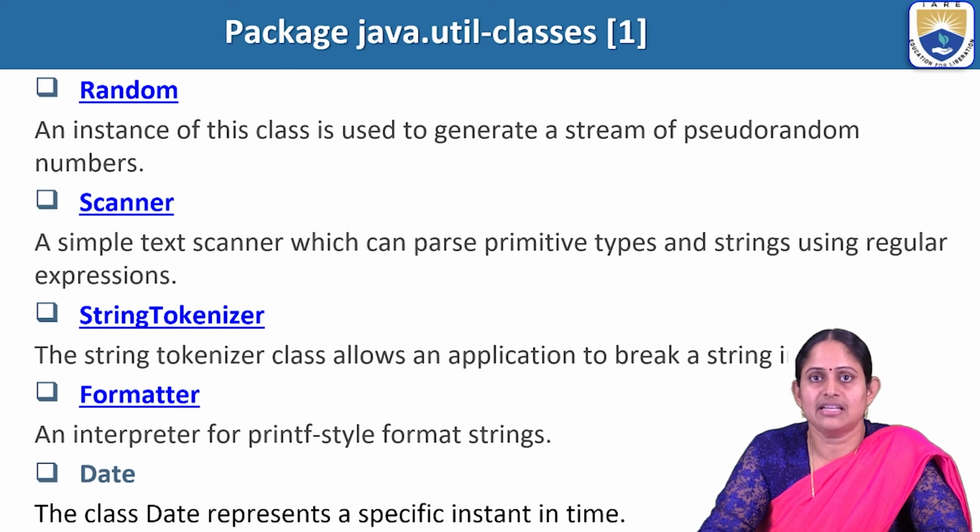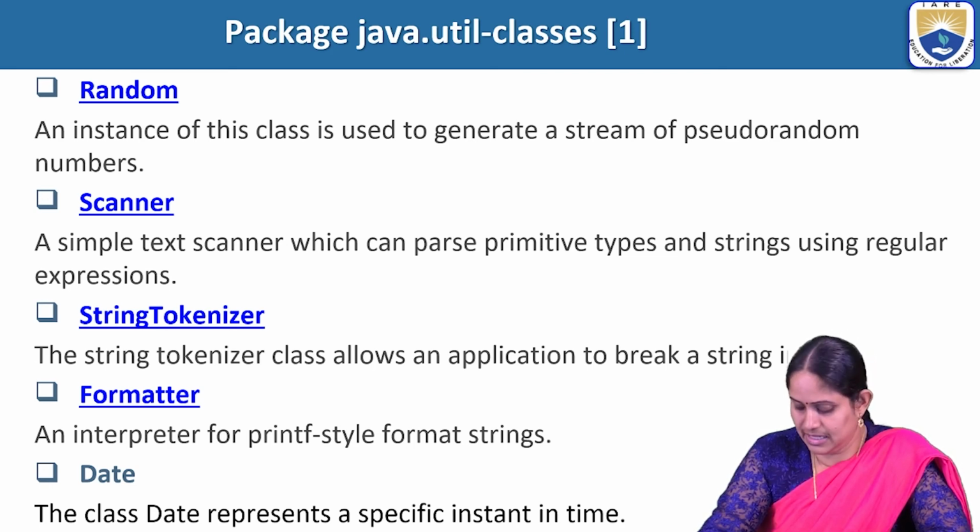The Scanner class is a simple text scanner which can parse primitive types and strings using regular expressions. The StringTokenizer class allows an application to break a string into tokens. The Formatter class is an interpreter for printf-style format strings. The Date class represents a specific instant in time.